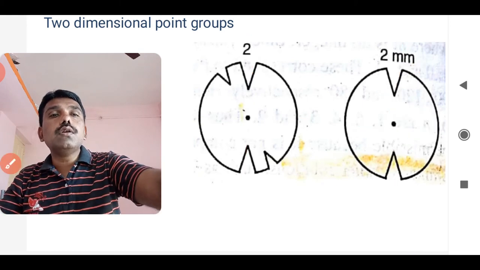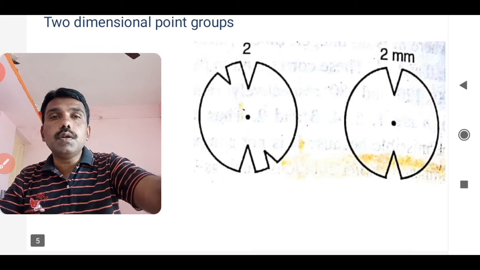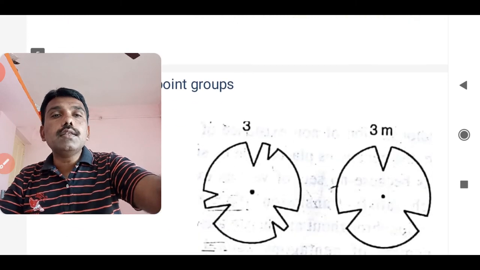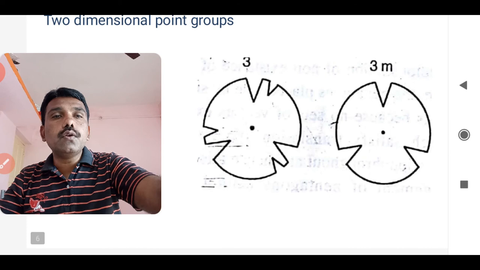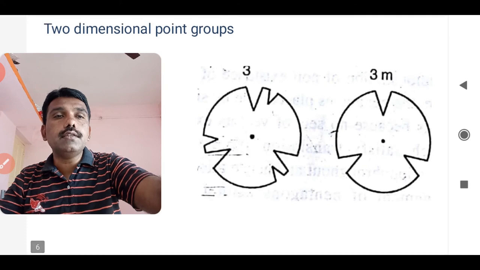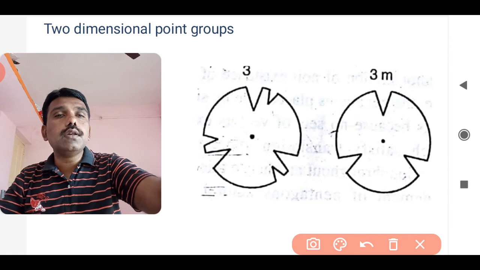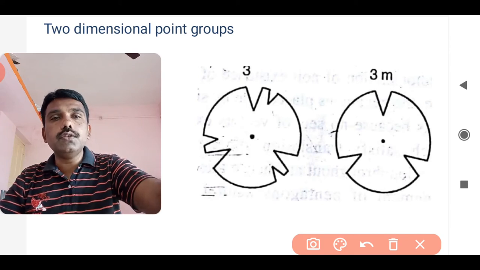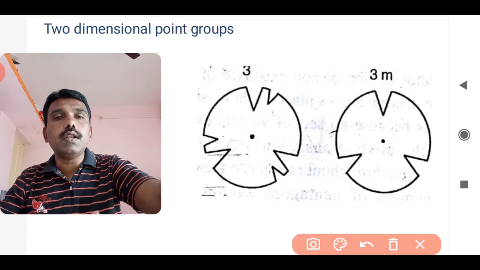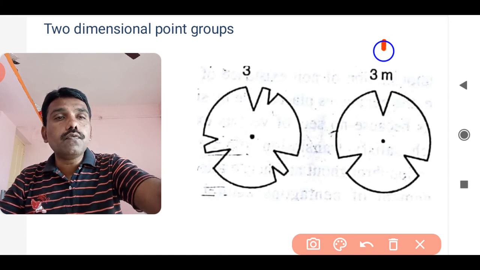Now these are the other possible point groups, 2 and 2mm. Another is the two point groups related with 3 and 3m. In this case, in 3 there is no possible plane that gives you two equal halves. But in 3m, if I draw this way, it will give me two equal halves.